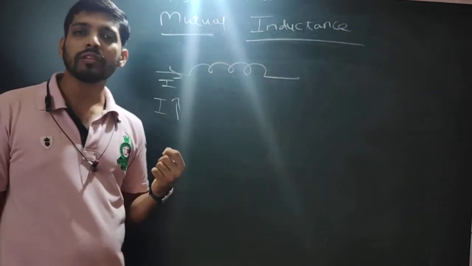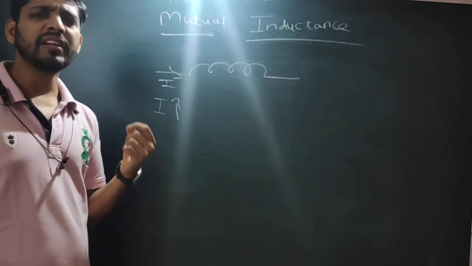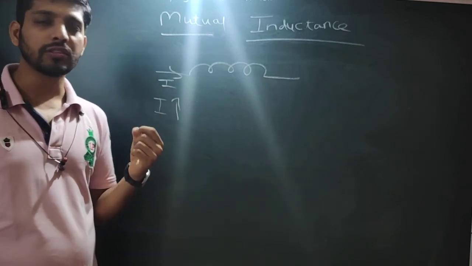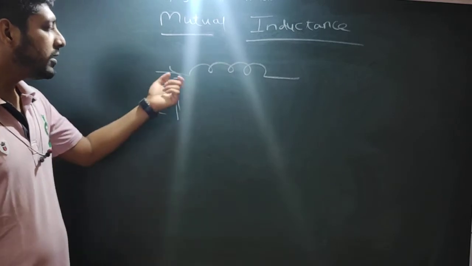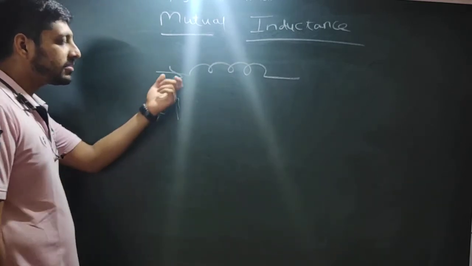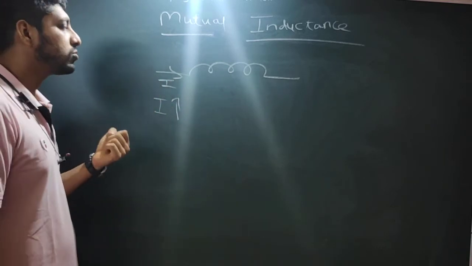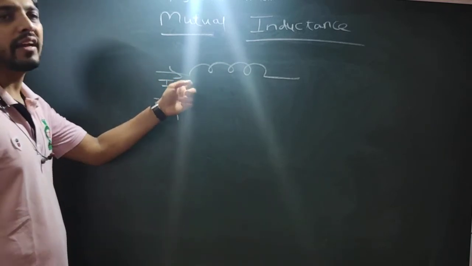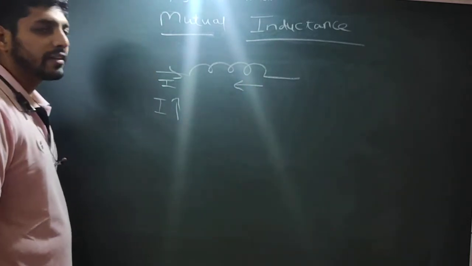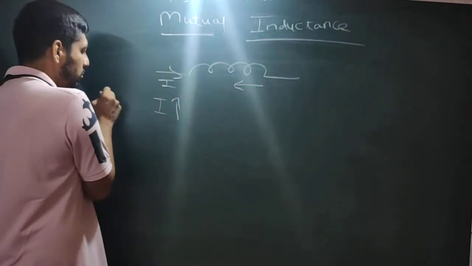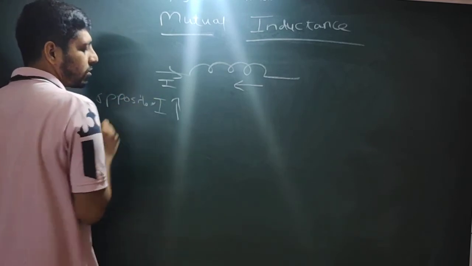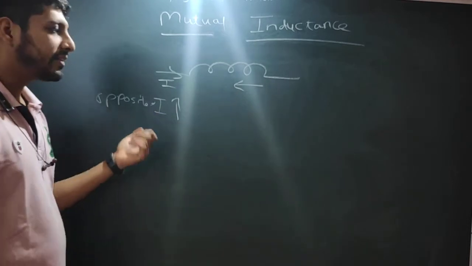Now what is the direction of current? What does Lenz's law say? Lenz's law says that induced current or induced EMF always tries to oppose the cause which produces it. So here what is the cause? The increase in current is producing the induced current. So what will it try to do? It will try to decrease the external current. So how can it decrease? If the induced current is in the opposite direction, then it can decrease.